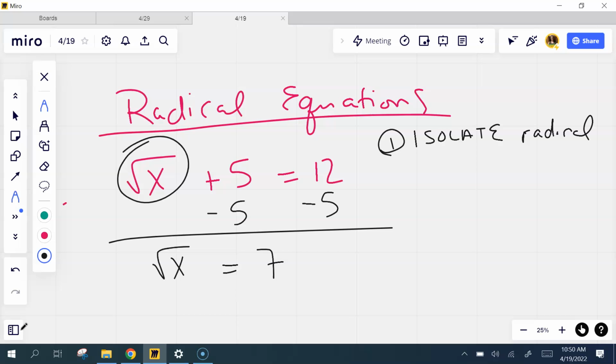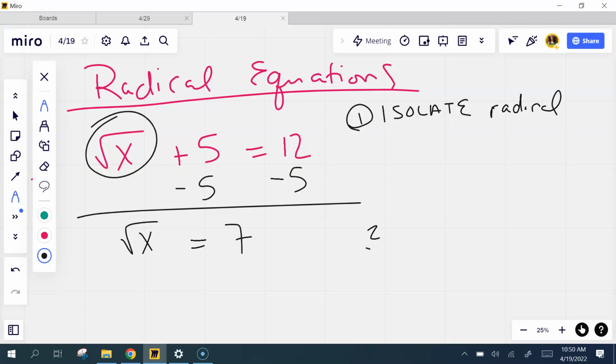And so now what I'm going to do, if you look, it says raise each side of the equation to the power of the index to eliminate the radical. That's really, really wordy, okay? But let's think about the step, which is really to eliminate the radical. So let's talk about how we can eliminate the radical. Somebody said 2, and you're exactly right. If you raise both sides to the second power, that's going to get rid of that radical.